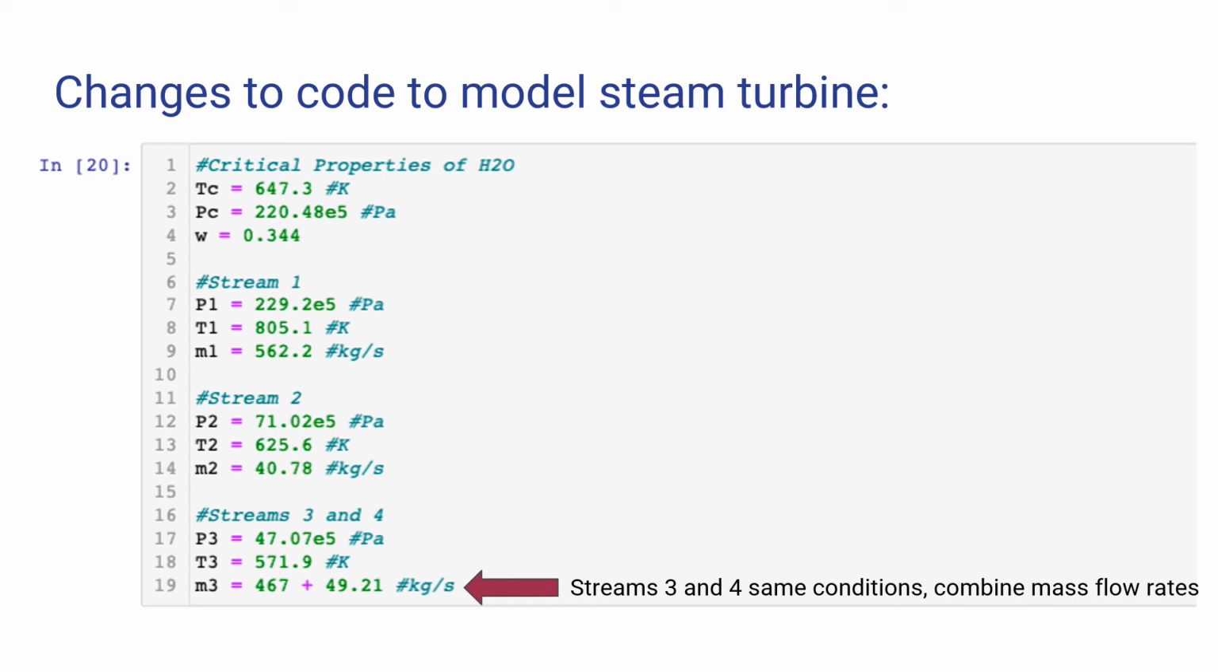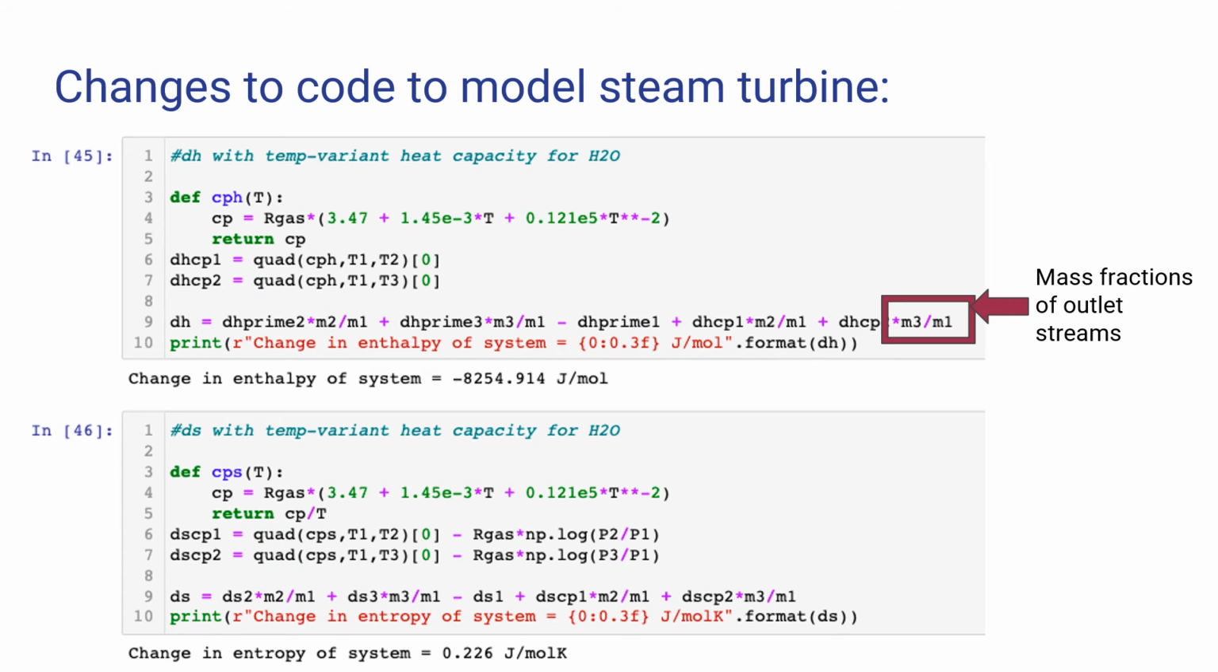In order to calculate the work and efficiency of the real-world turbine in the report, we had to make some changes to our previous code. The critical properties were changed from nitrogen to water, and an additional outlet stream was added. This stream combines streams 3 and 4 in the real turbine because they both leave the turbine at the same conditions. The specific volume and departure function calculations did not change when updating the code to fit the turbine. The only difference is that there were 3 specific volume and departure function calculations rather than 2. This is due to the fact that we are analyzing a turbine with more streams. Additionally, the temperature variant heat capacity was changed from nitrogen to water.